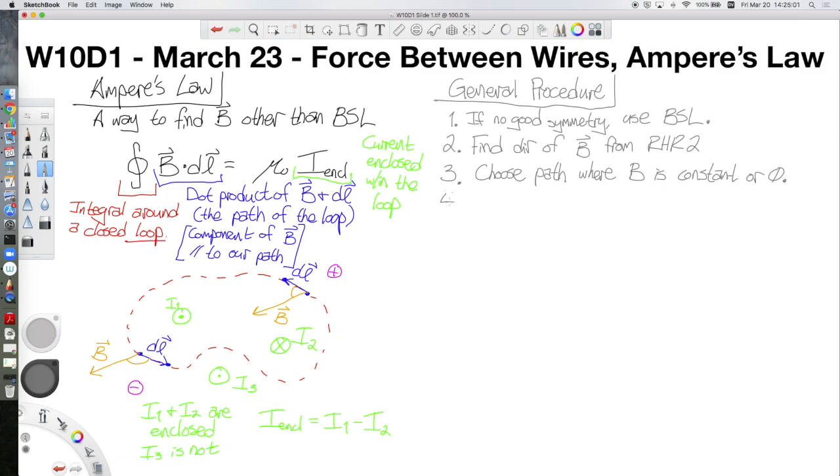Then the rest of the steps are fairly straightforward. We're going to calculate I enclosed. We are going to calculate the integral side of this equation, integral of B dot dl. And then we are going to solve for B.